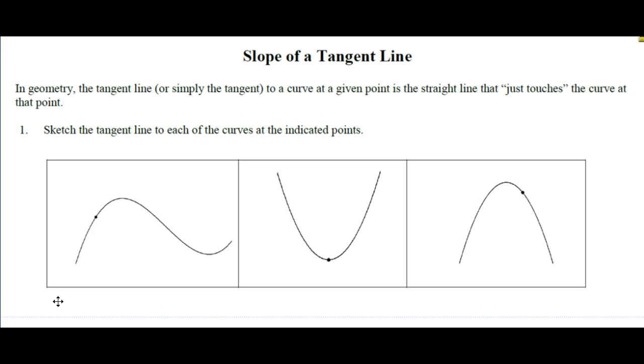So in geometry, the tangent line, or simply the tangent to a curve at a given point, is a straight line that just touches the curve at that point. So here's three curves, and you are to draw in a tangent line. Okay, so of your own. And all of ours should look pretty similar, right, if we're drawing a tangent line. So we want a line that touches the curve, and so we don't want a line that cuts through, right?